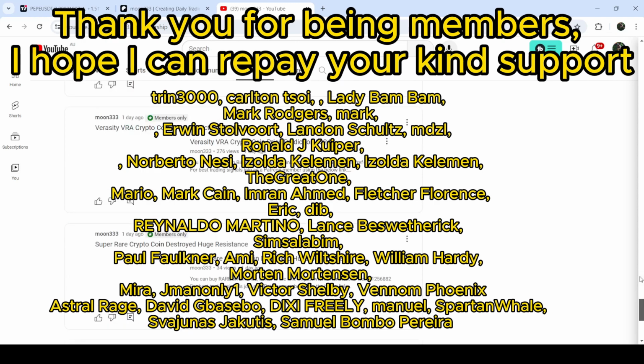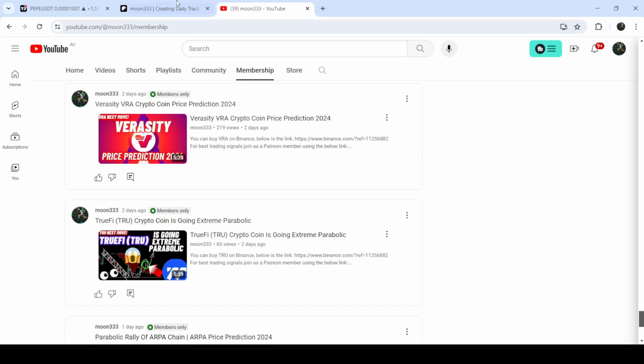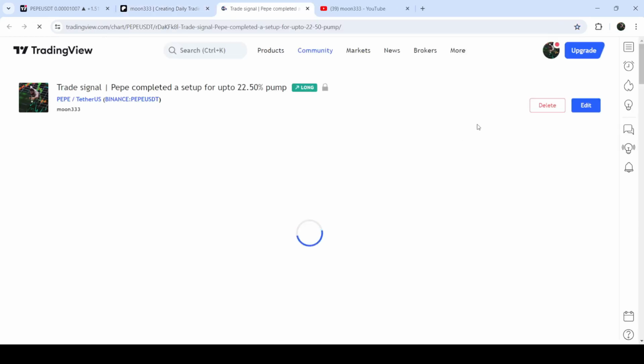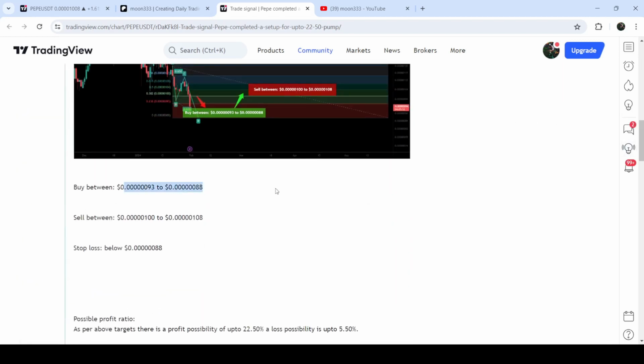So let's start the analysis, and first of all, let me begin with my most recent trade signal for PEPE that I shared on 1st of Feb 2024 with my members. And that was a harmonic bullish reversal AB equal to CD move that PEPE formed with US dollar pair on a daily time frame chart, and this was a complete trade setup. This was the buying zone starting from 9.3 and going to 0.88, this was the sell target, 10 to 108, and below 88 was a risk stop loss.